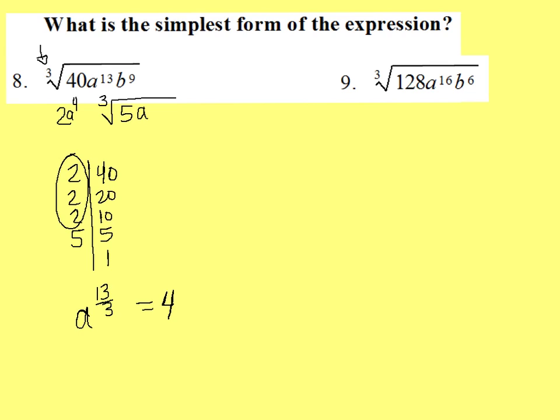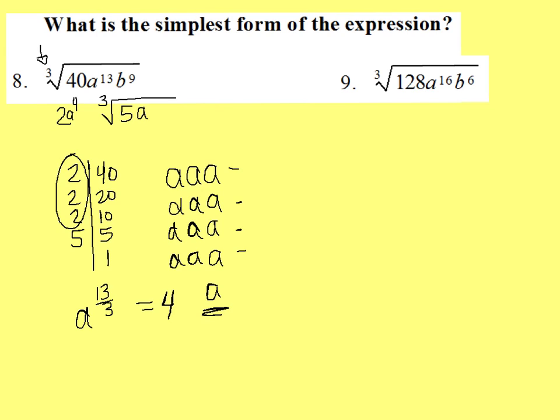Now, if you're not too sure about that, you can always draw out your 13 A's, and draw them out in groups of 3 since that's your index, and see how many groups you have. You got 1, 2, 3, 4 groups, and then here's my 1 that's left over.